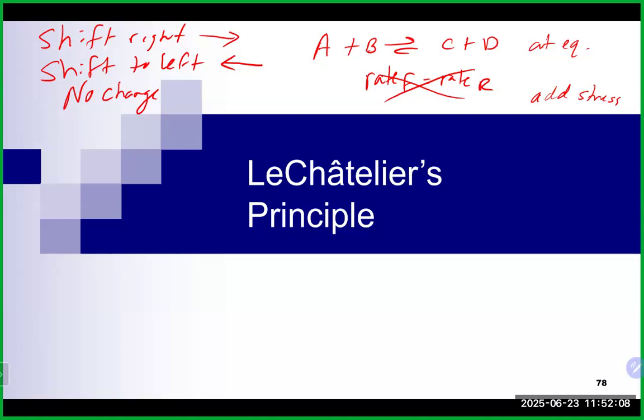So what is a stress that will cause this to happen? Some common stresses: you could do something to concentration.